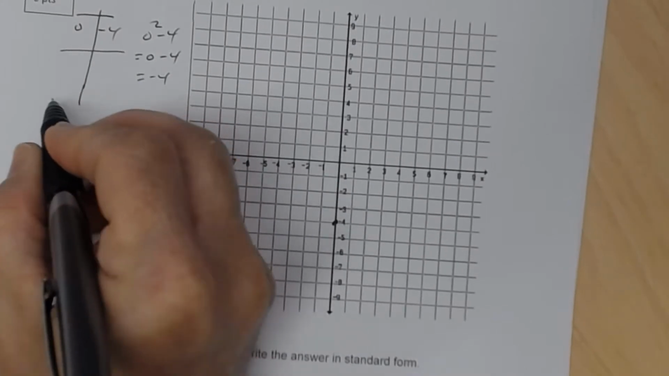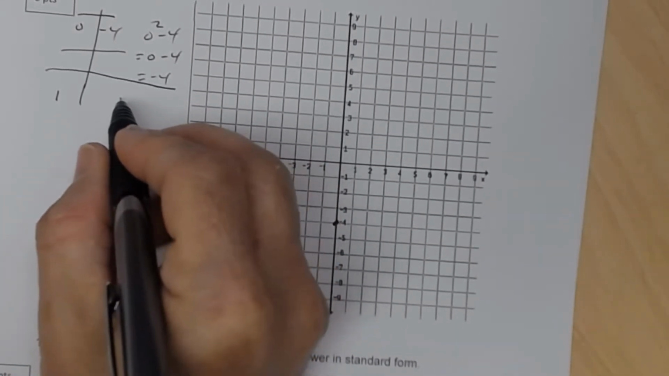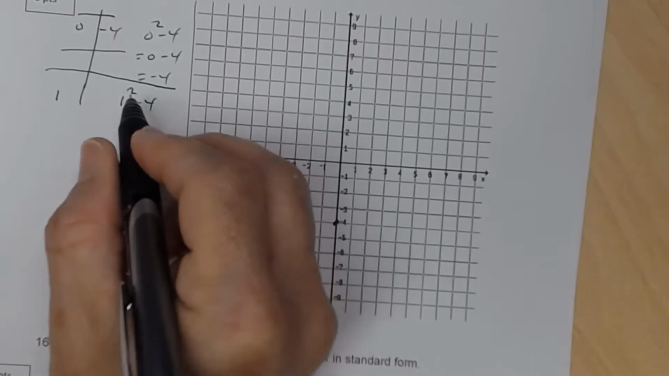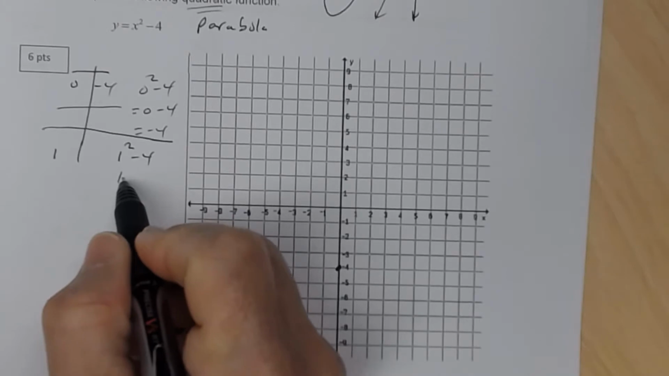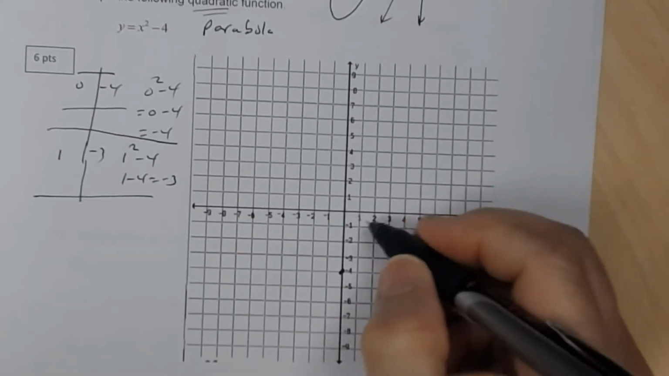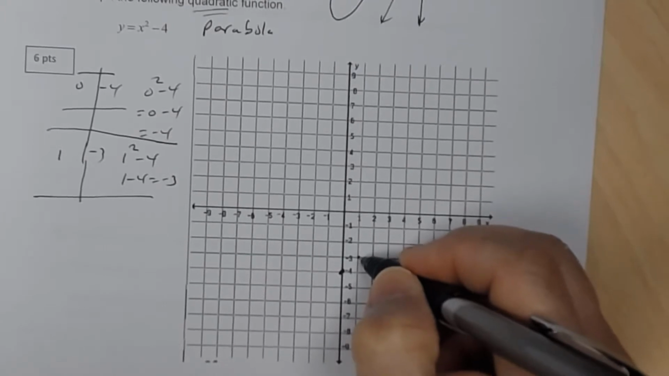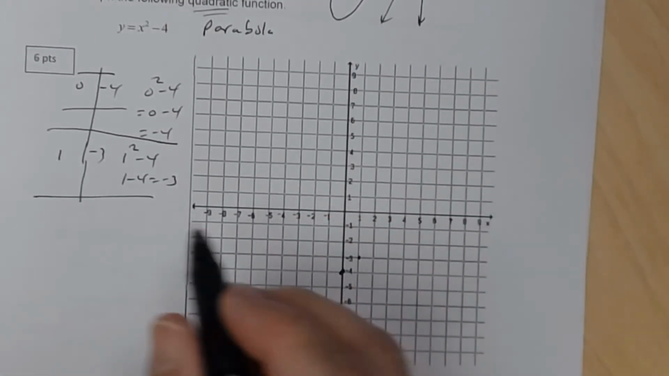If x is, let's say, 1, I get 1 squared minus 4, so I'm finding the y value. 1 squared minus 4 is 1 minus 4, which is negative 3. So I'll plot the point 1, negative 3. Again, don't stop there and draw a line. That's not linear, that's quadratic.